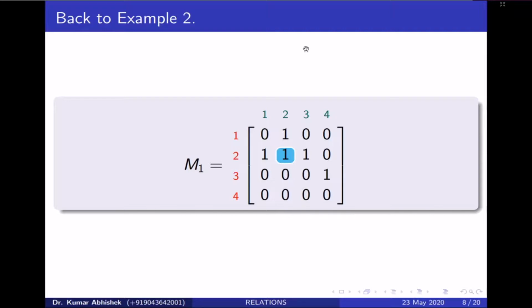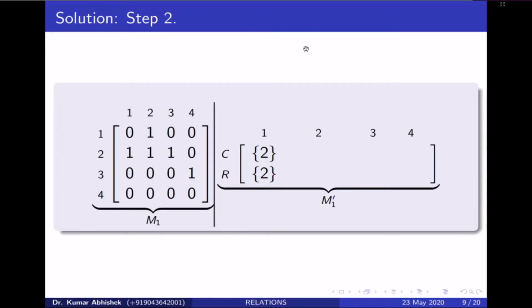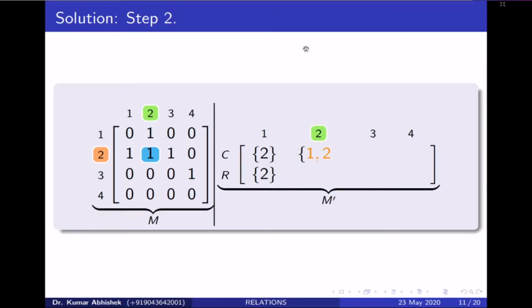And now we again apply the algorithm, that is from M1 we compute the matrix M1 dash where the entries along the column number 2 have to be filled up. So I am filling up the elements under the column 2. Moving along the rows, we find the first entry is 1, next entry is 2, then there is 3. For 3 we do not have anything, for 4 also we don't have anything.